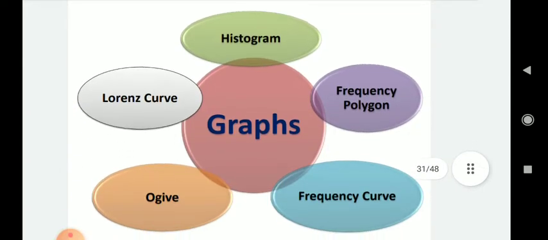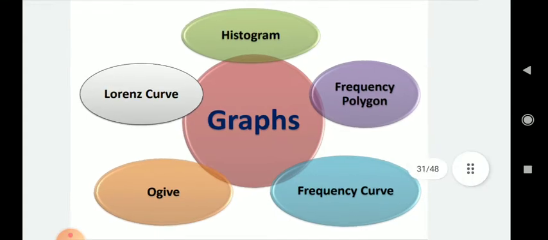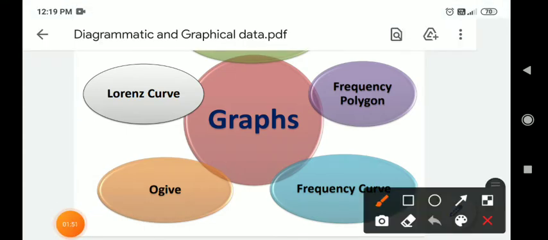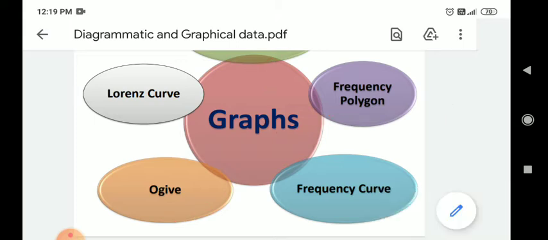You don't need to look at the numbers and try to find out which is more, which is less, or something like that. The different types of graphs are: histogram, which is normally asked in examination; frequency polygon, frequency curve, ogive, and Lorenz curve. Out of these, through experience, we have seen that what is normally asked in your examination is your histogram, and maybe ogive might be asked. So let us see one by one what these are.